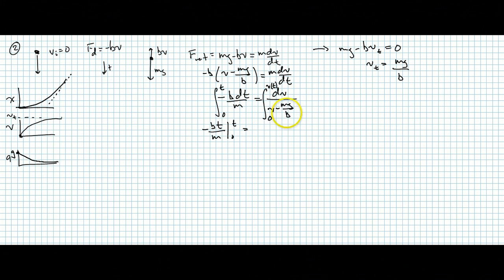Right side is a natural log. Just because this stuff is added there doesn't make it not a natural log, but nothing's multiplied, so we don't have to worry about any chain rule. So natural log of v minus mg over b. And we do have to evaluate from 0 to v of t. So this is the one that can get you. The left side evaluation is easy enough because the 0 term goes away, but the other one does not. So natural log of v of t minus mg over b minus the natural log of negative mg over b. I like to put this over to the other side.